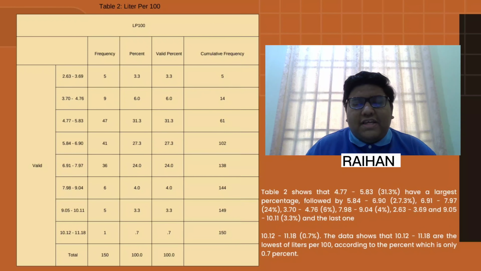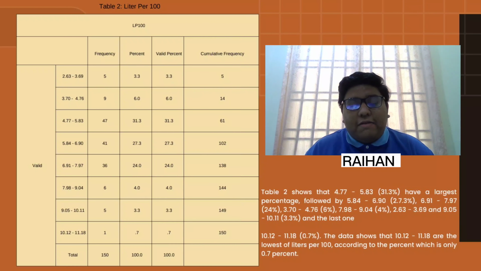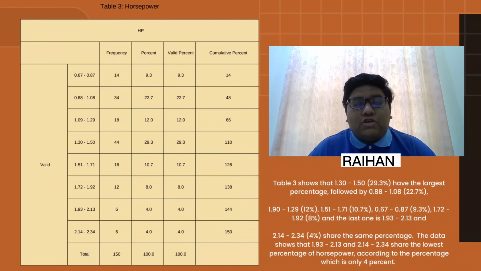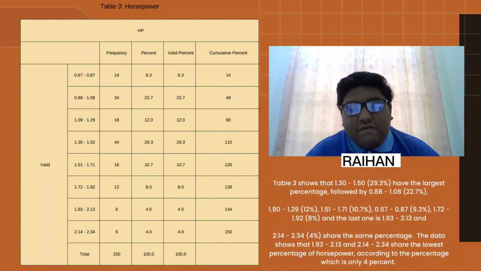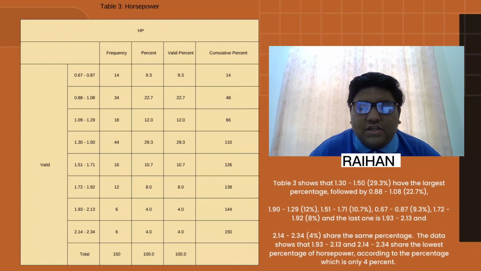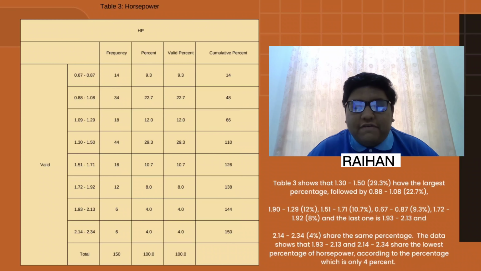Table 2 shows the numerical data for LP100. The highest class interval is the third class interval, which is 31.3%, and the lowest class interval is the eighth class interval, which is only 7%. Table 3 shows the numerical data for horsepower. The highest class interval is the fourth class interval, which is 29.3%, and the lowest class interval is the 7th and 8th class interval, which is only 4%.